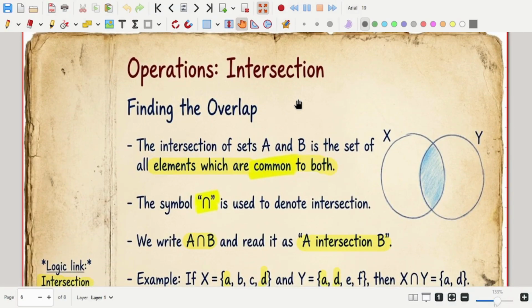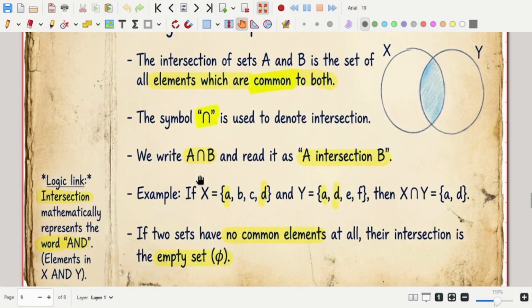See another operation, intersection. Intersection means this common area. Intersection includes all elements which are common to both the sets and it is denoted with this symbol and read it as A intersection B. Example, if X is a set of A, B, C, D and Y is a set of A, D, E, F, then X intersection Y contains all common elements between these two sets.